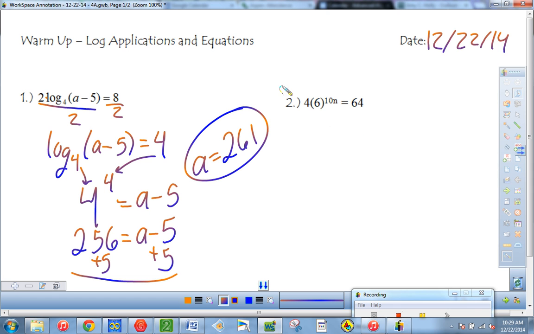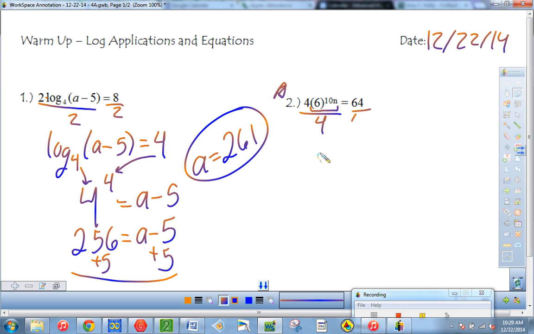Alright, how about number 2? Number 2 is really, really similar. But instead of getting the logarithm by itself, we have to get the one that has an exponent. So we've got to get this 6 to the 10n by itself. How would I do that? Divide by 4.